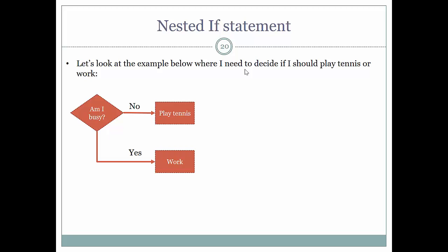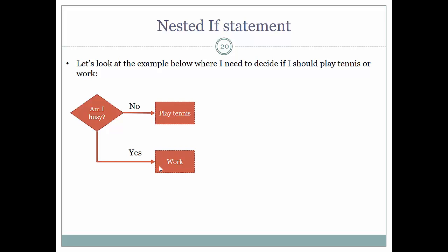My hobby is playing tennis, but in order for me to decide whether I should or should not, first I check whether I am busy. Since it's a decision, I put it into a diamond shape, which translates into an if statement. If I'm not busy, I play tennis, and if I'm busy, then I need to work.